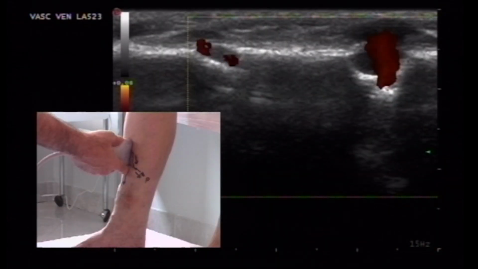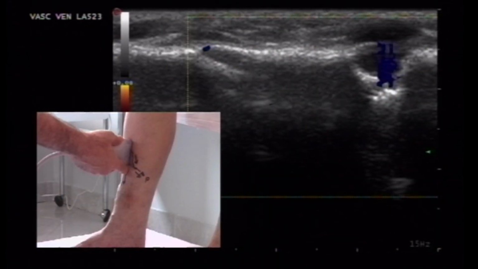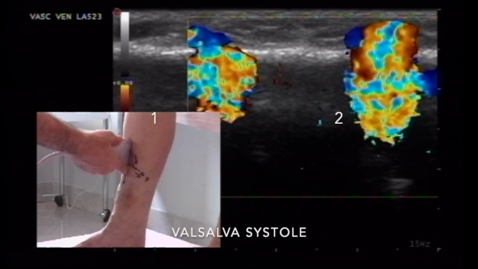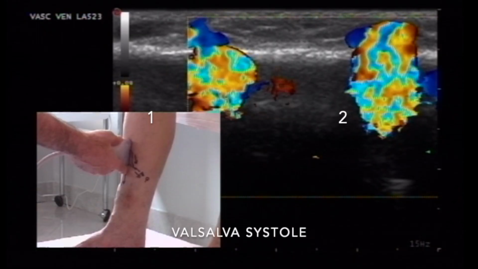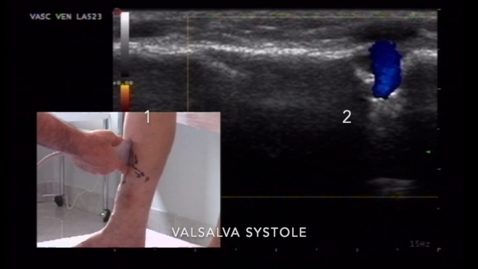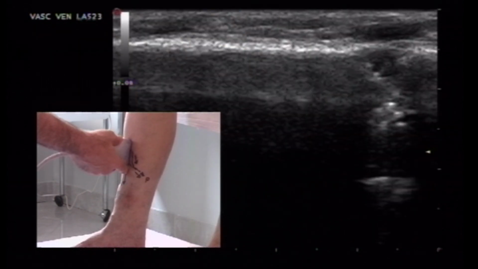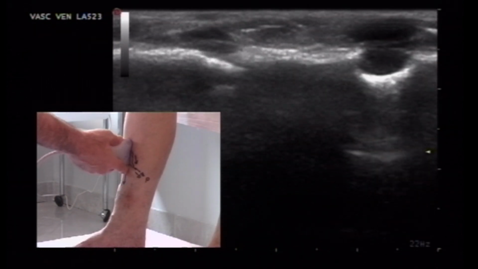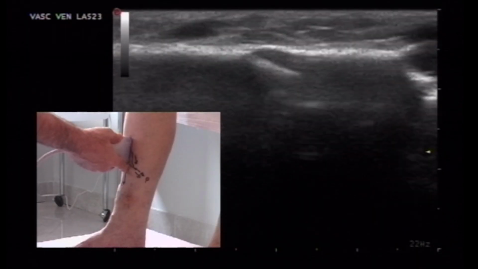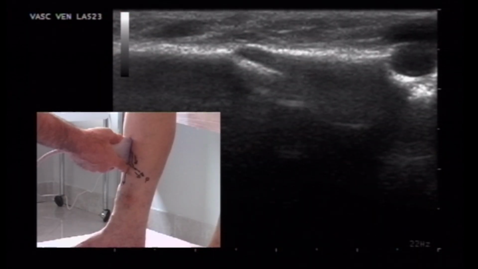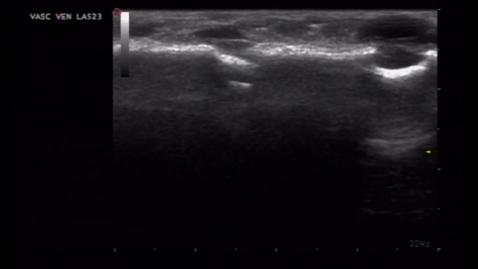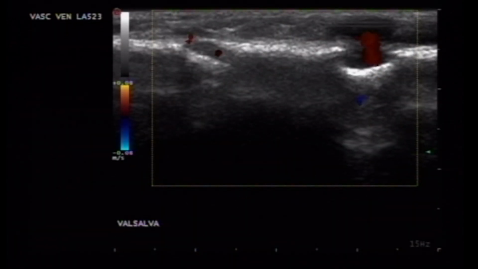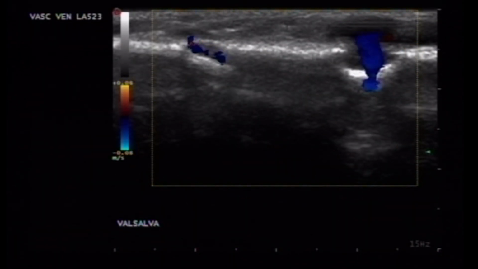The Valsalva maneuver is essential for the hemodynamic assessment of any perforating vein if gravitational tests show any pathological hemodynamic pattern. The Valsalva maneuver is particularly useful in the assessment of bone perforators. Systolic Valsalva reflux.